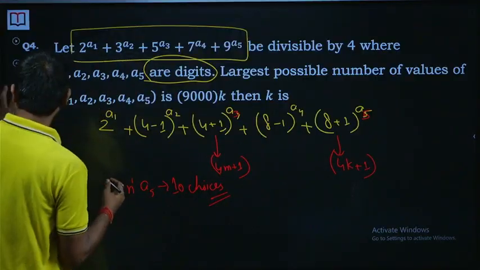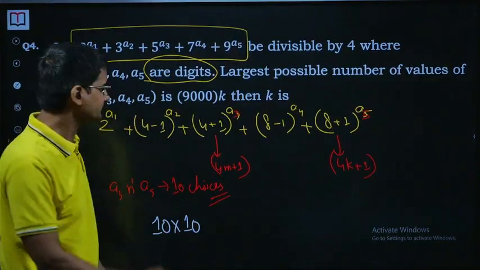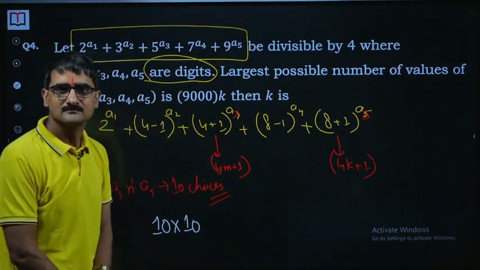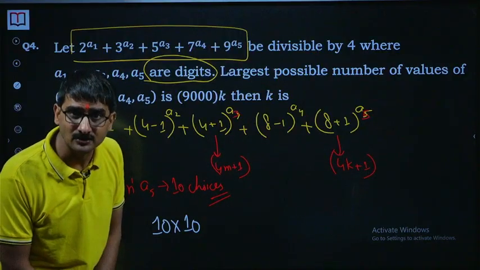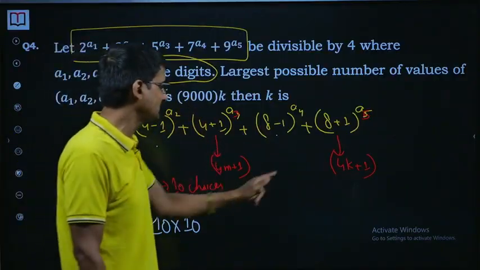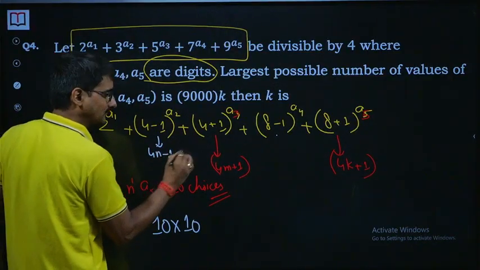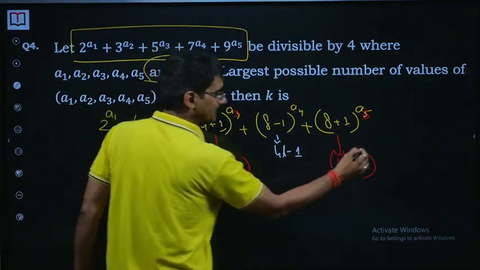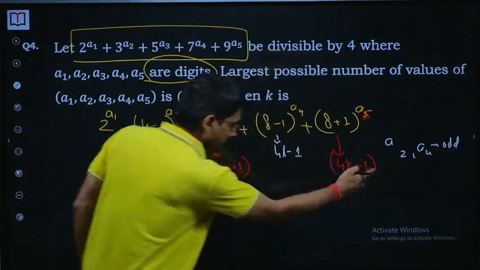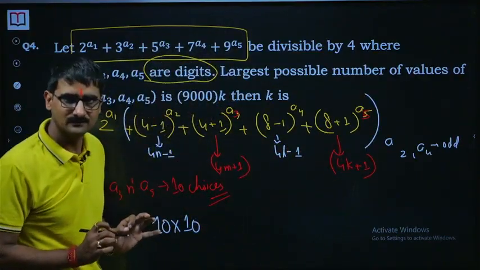Okay, so if I start counting the choices: for A3 there are 10 choices, for A5 also 10. Now, if A2 and A4 are both odd, you will get minus 1 at the last here and minus 1 at the last here, which will cancel the plus 1 here and plus 1 here. So when A2 and A4 are odd, you get 4L minus 1 and 4n minus 1. The 1 and minus 1 get cancelled, so the entire term is divisible by 4, isn't that?